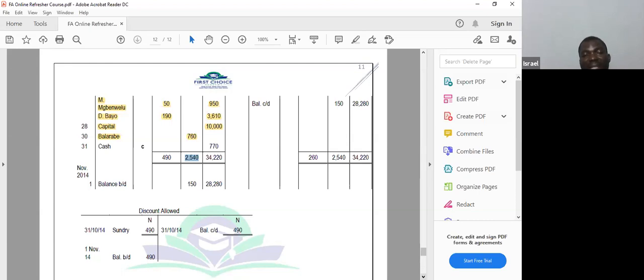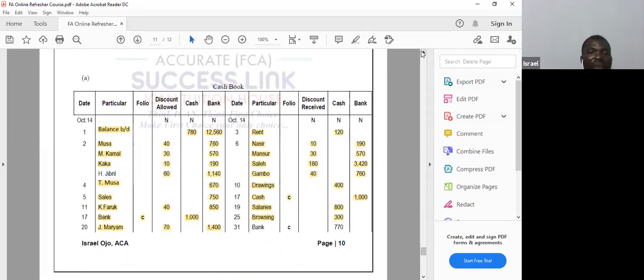It means that it is that 740 that will now serve as what? As the total money that is being paid into the account. Let's add everything up together again. It should give us the same thing. So 120 plus 400 plus 800 plus 300 plus 300. That'll give us 1,350. So let's add for the cash, the debit side.